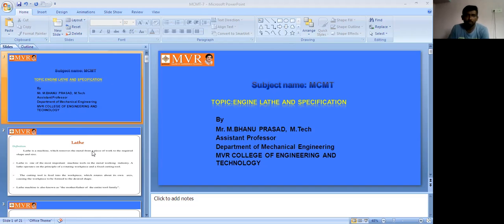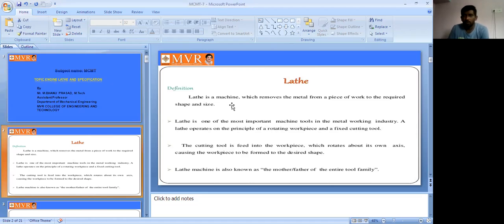Once again I am repeating, what is the lathe machine? Lathe is a machine which removes metal from a piece of work to get the required shape and size. It's known as the lathe machine. Lathe is one of the most important machine tools in metalworking.